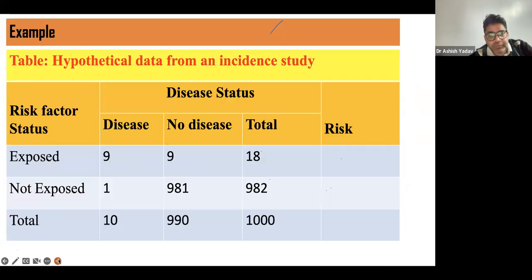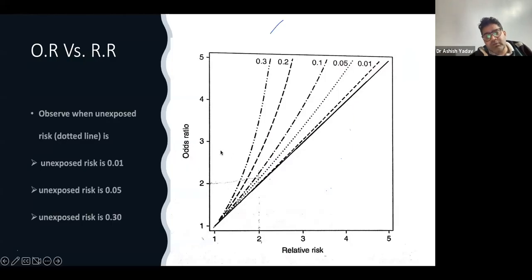So this is another example. You can calculate the OR and RR values, and you can check that your OR is more extreme compared to your RR. Generally, there is a relationship between OR and RR. Suppose equal risk is there in exposed and non-exposed. If we have a 1, no risk, then RR and OR are equal approximately. Whatever the value of RR you are getting, you would be getting the same value for OR also. This is the line of equality.